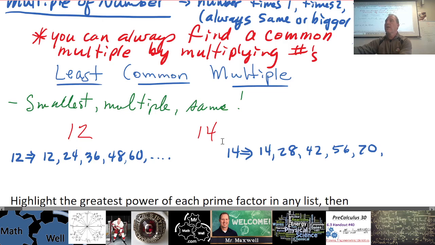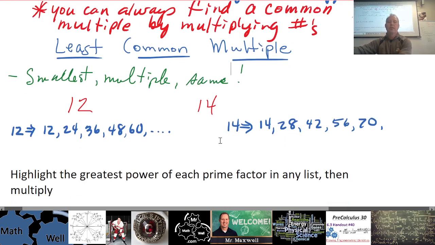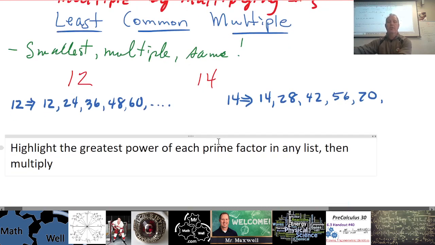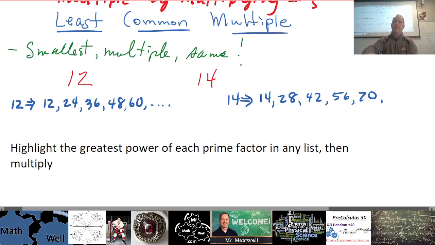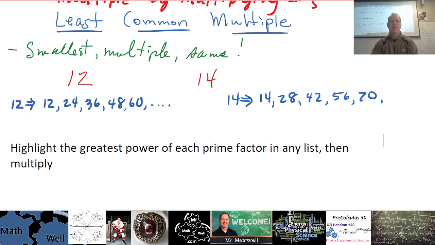This is how you use the prime factoring method to do this. So what you do is you prime factor the 12 and the 14, and then you highlight the greatest power of each prime factor in the list. So let me just give you an example here.